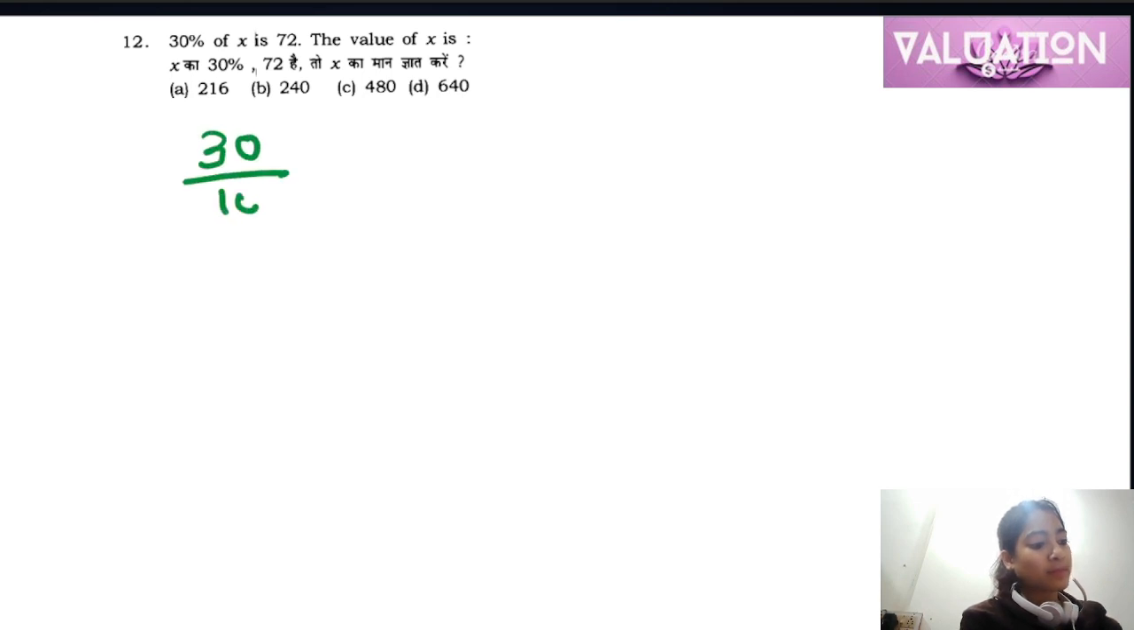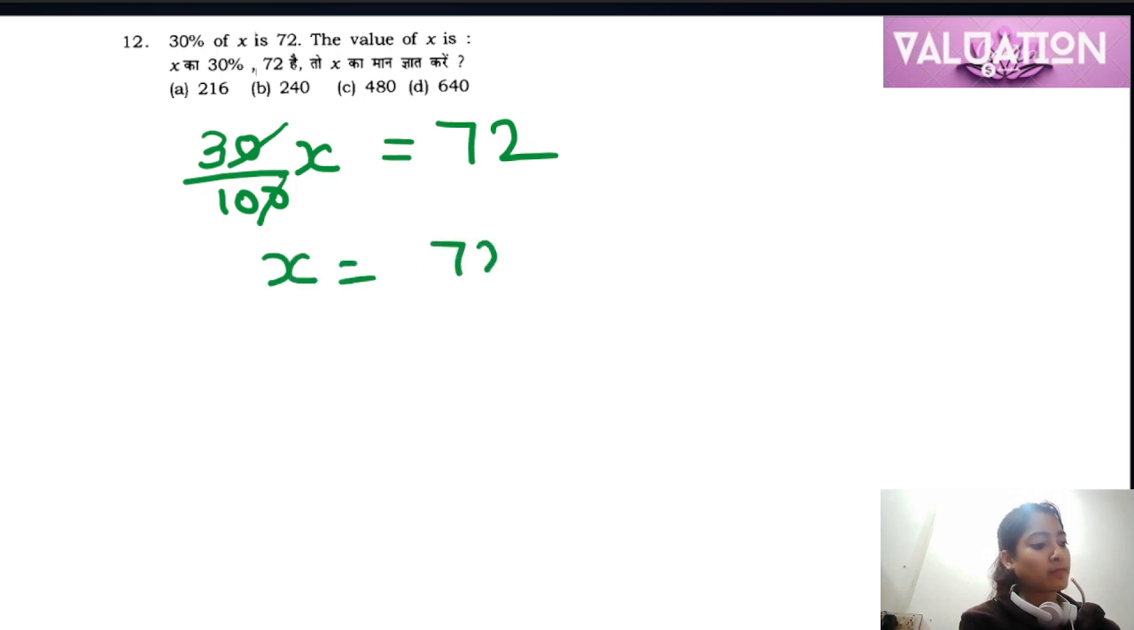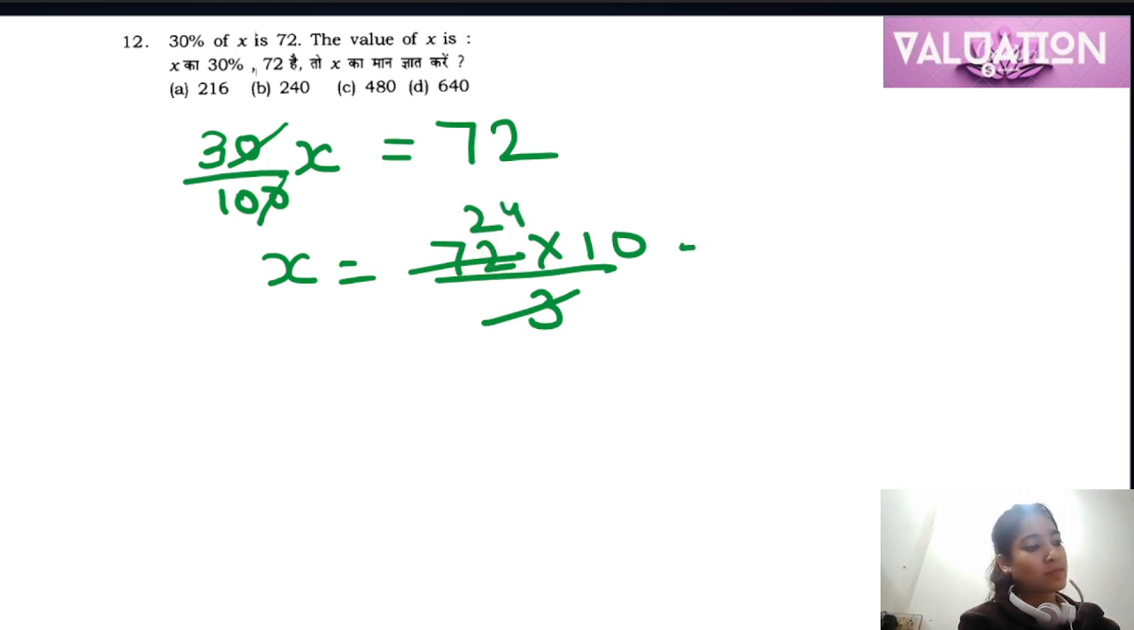30% of x is equal to 72. Then the value of x is, we have to simply find the value of x. So the answer is 240. Move to the next question.